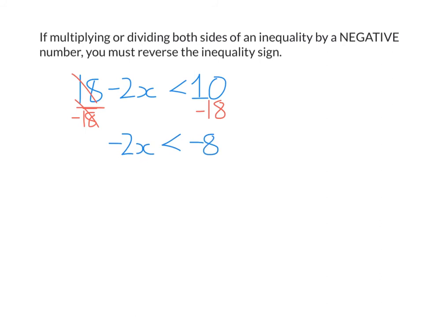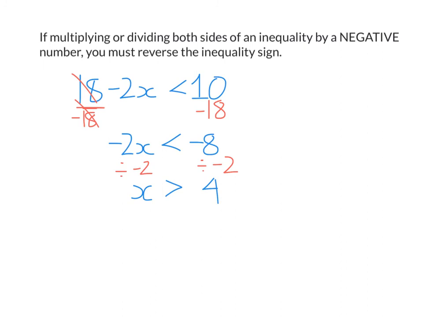So to get x by itself, I'm not dividing each side by 2. I actually need to divide each side by negative 2. So this is what I mean dividing each side by a negative. So dividing minus 2x by minus 2, I just get x. Minus 8 divide negative 2 is positive 4. But because I've divided each side by a negative, I need to reverse the inequality. So it was a less than, it now becomes a greater than.